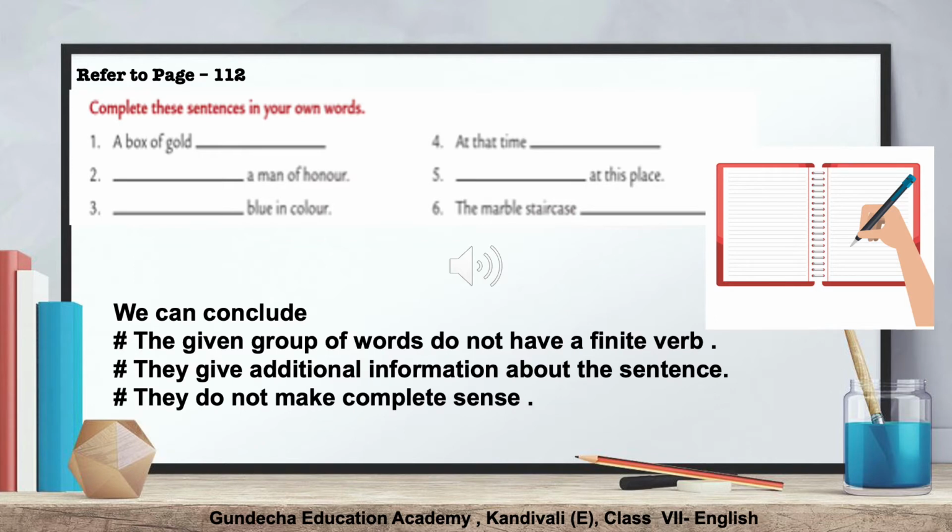So we can conclude that phrases are parts of sentences. A phrase needs to be a part of a sentence for it to make complete sense. A phrase cannot make complete sense in itself, or a phrase cannot have a complete meaning. A phrase will not have a verb, and a phrase will not have a subject and a predicate of its own.